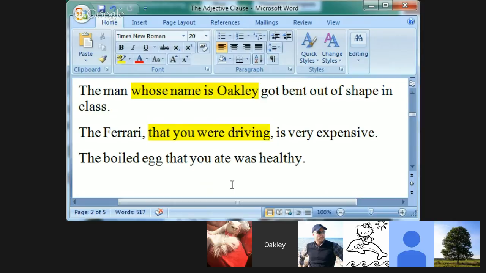Okay, and what is your adjective clause? That you ate. Is it essential? No, it's not essential, because we can say the boiled egg was healthy. You're basically saying that boiled eggs are healthy. Although I don't know if I agree with you, Rasha, about boiled eggs, I can agree with your sentence construction. Okay, very good. The boiled egg was healthy.